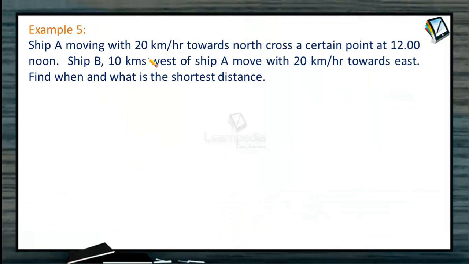See, a ship A is moving with 20 kilometers per hour towards north, crossing a certain point at 12 noon. The ship B, 10 kilometers west of ship A, moves with 20 kilometers per hour, towards east. Find when and what is the shortest distance.